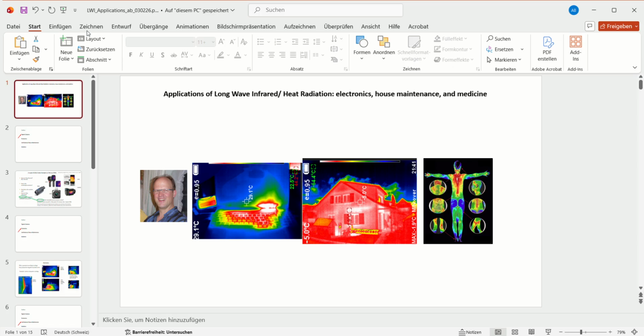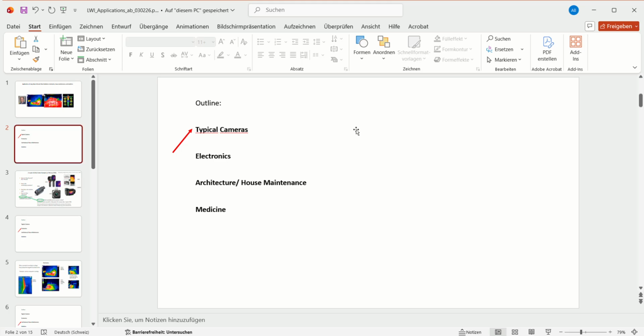Today I want to show you some applications of heat to thermal infrared, long-wave infrared, as in electronics, in architecture, house maintenance and medicine. The outline is, first I'm going to show you some typical cameras and tell you roughly what they would cost. And then we will look at an application in electronics, and then architecture and house maintenance, and in the end the most difficult one is the medicine.